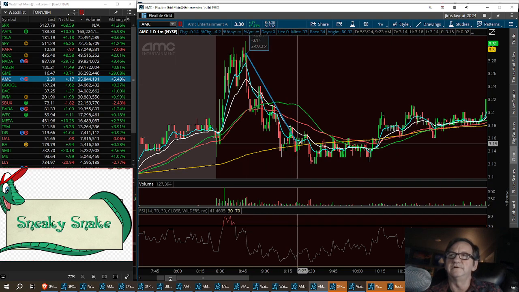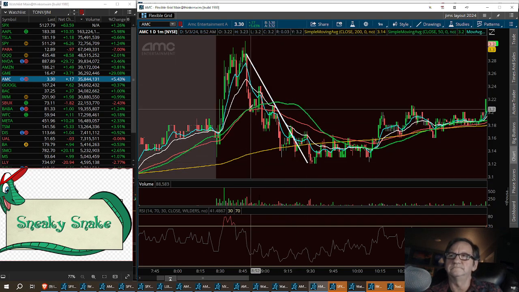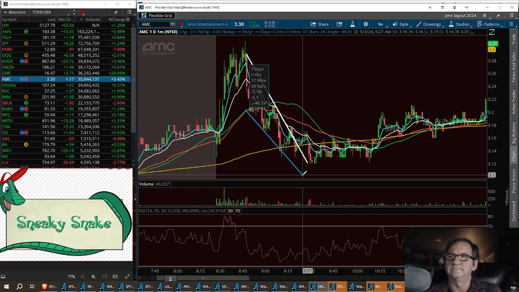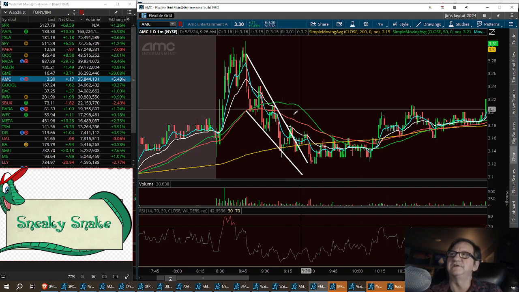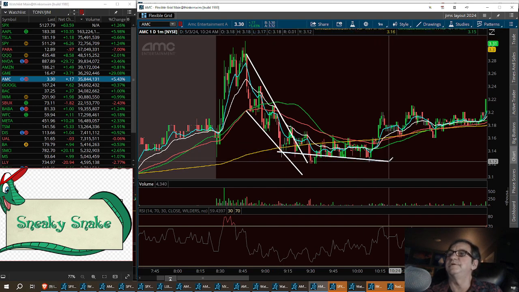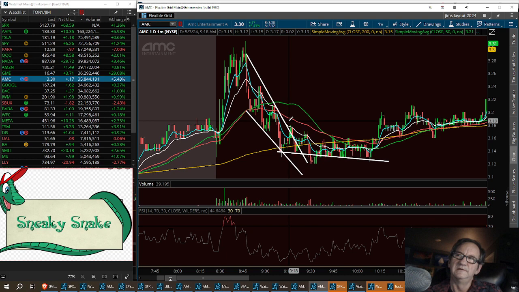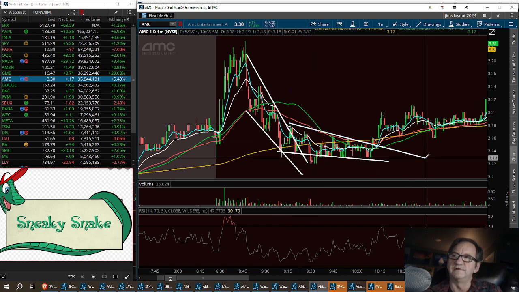So we come in here. And we got a falling wedge. We got a breakout with a falling wedge. Then it creates an inverse head and shoulders on the 1 minute time frame. There's your head. And then you got another falling wedge right there. And then she decides to go ahead and breaks out. Now this is AMC.